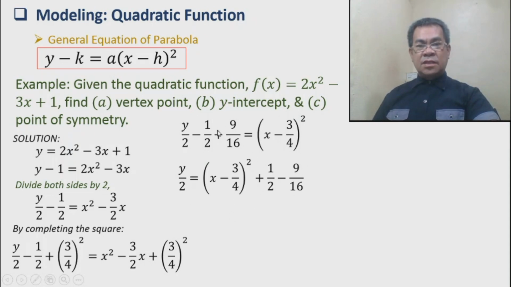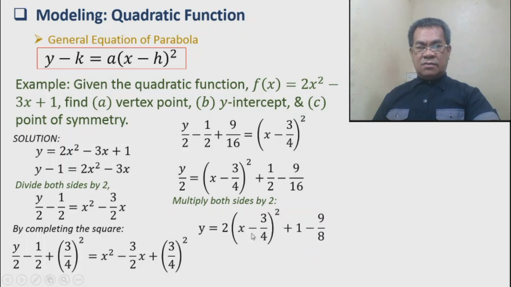So we transpose everything so that we have only y. Then multiply both sides by 2 so that we are solving for y. So this will become the result. We have, okay, this becomes 2. This is 9 over, because we divide it by 2, because we multiplied by 2. So then, okay, combining this, 1 minus 9 over 8 is this one.